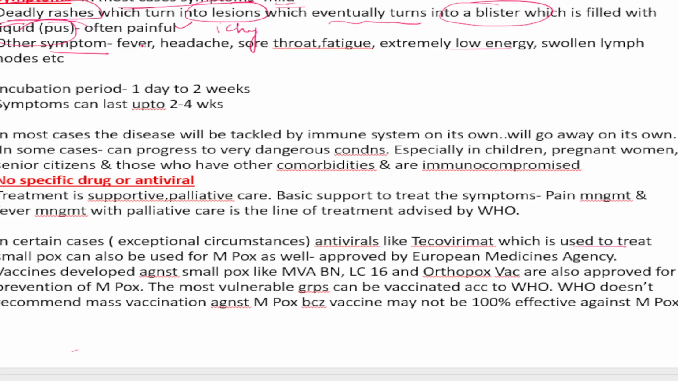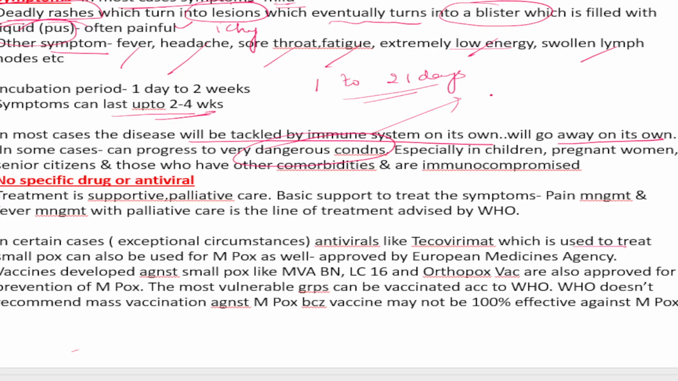What are the other symptoms? These include fever, headache, sore throat, fatigue, extremely low energy levels, swollen lymph nodes. Now, the symptoms of monkeypox start to appear in 1 to 21 days, and they can last up to 2 to 4 weeks. In most cases, the disease is tackled by the immune system on its own, and it goes away on its own, but in some cases it can progress to very dangerous conditions.